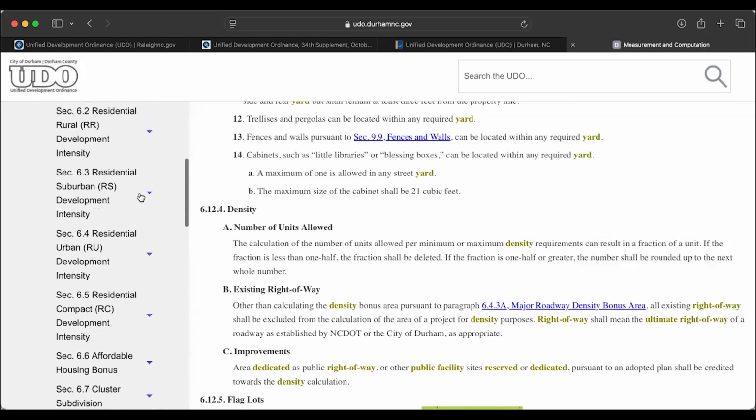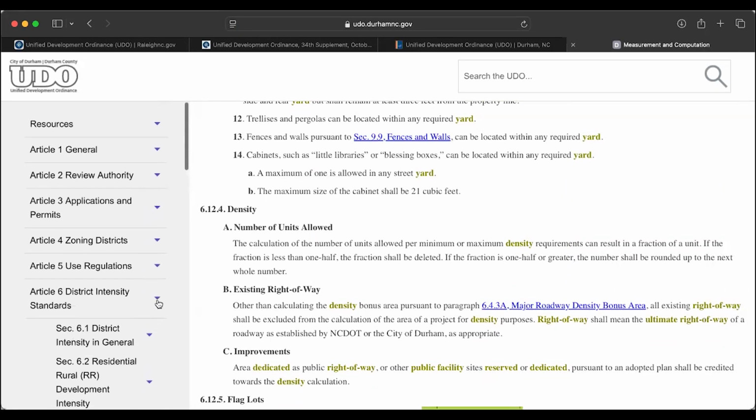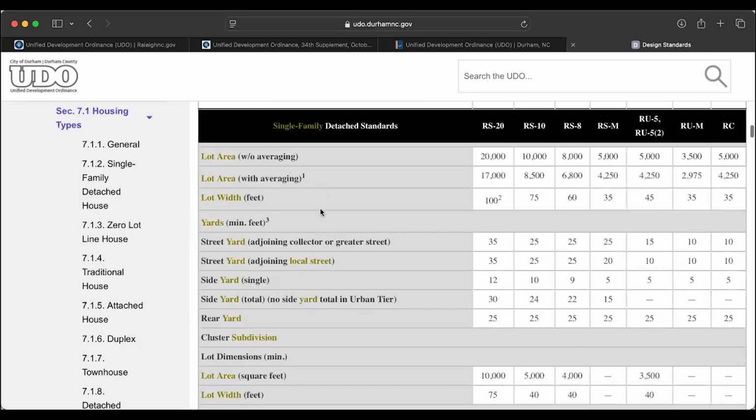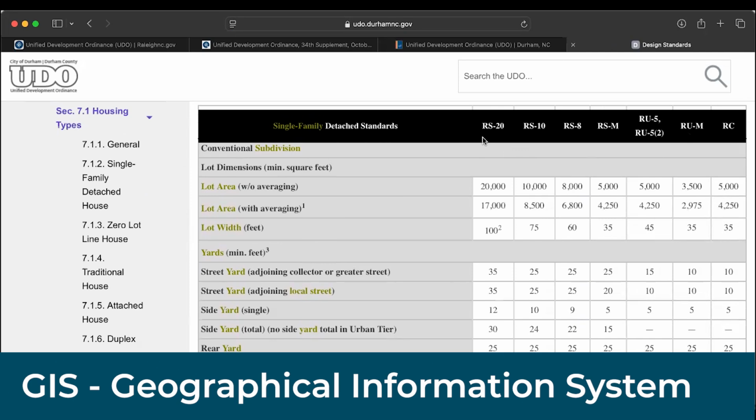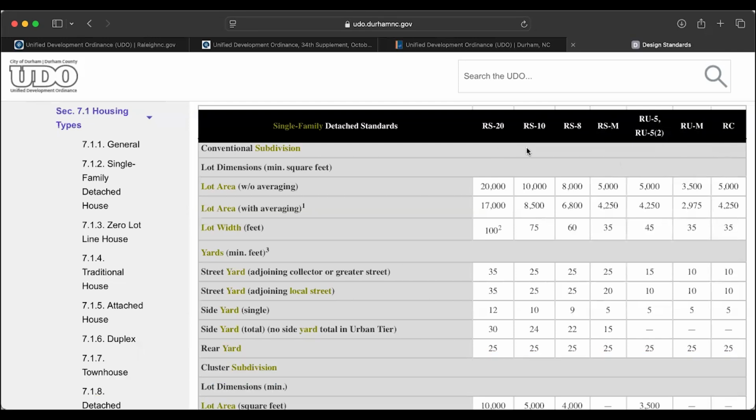Here's my recommendations. Get to know your UDO, number one. Number two, start to understand the different zonings and where they lay out. You can go onto your local GIS, your geographical information system, and put a layer that will show you the different zonings and what type of builds are there, and start driving around those areas and understanding that a little bit more, and really try to hone in and focus on one zoning or a couple of them.